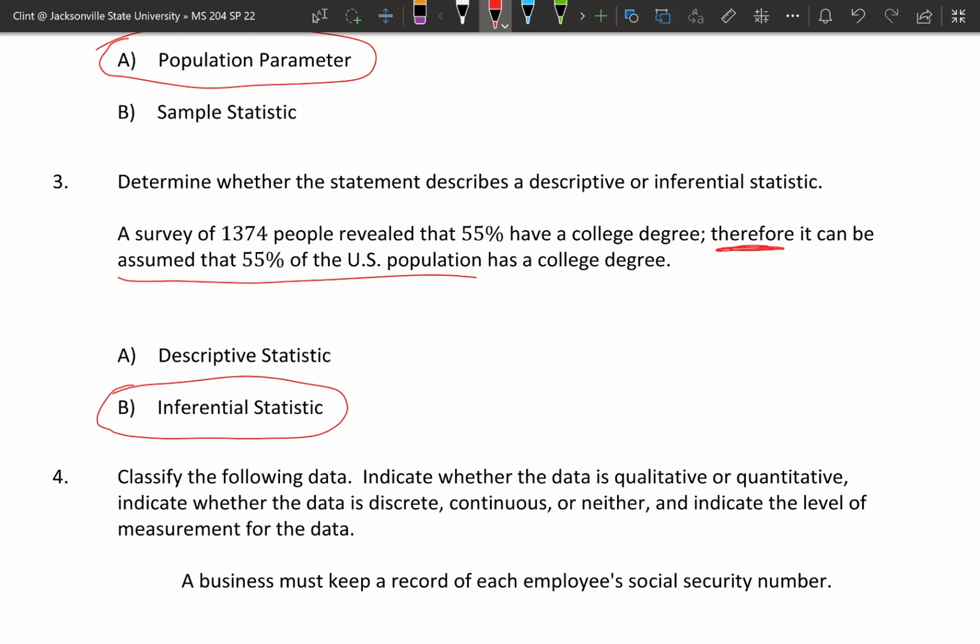That's like what we've been doing with the hypothesis testing. We've been doing inferential statistics. If it just said the first part, up till you get to the semicolon there, it would just be descriptive.